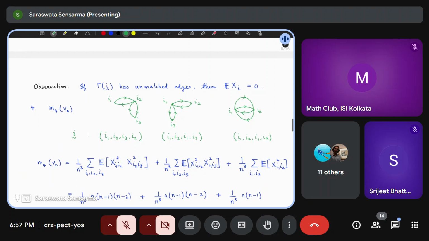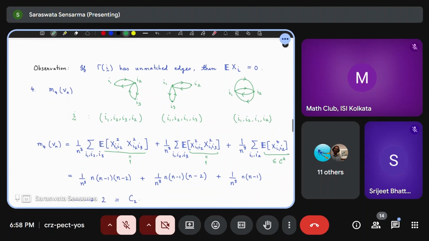And then to see how much these contribute, well, look at this case. X_{I1 I2} squared, X_{I2 I3} squared, these are independent, and the variances are 1. So this term is equal to 1. This term is also equal to 1. This term is not 1, but it's bounded by some c to the power 4, right? Because the random variable itself is bounded by c to the power 4. So this extra term is bounded by this, and this goes to 0.